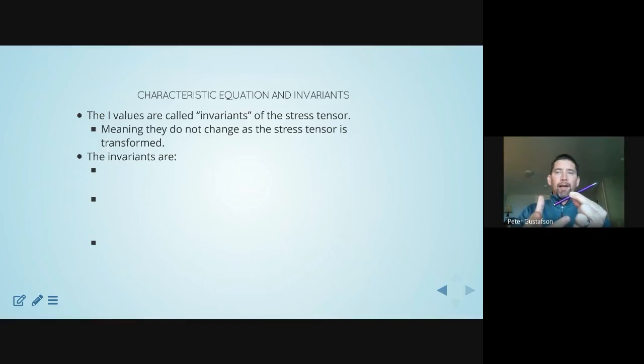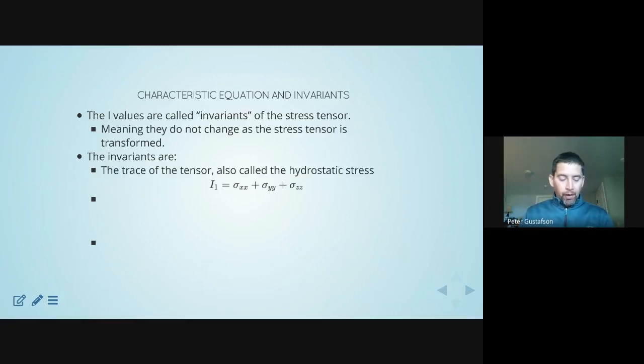needs to be maintained. Earlier in the semester, I said for higher ranked tensors, we need to do not only magnitude and direction, but additional things. So those additional things here for this second ranked tensor are the so-called invariants. These invariants don't change as we observe the stress tensor from different coordinate systems. Now, these are very common things that need to be computed frequently. And so you've probably heard of a couple of them.